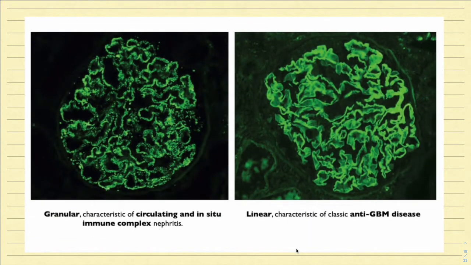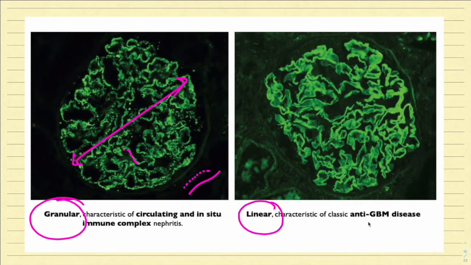As I've already told you, in most of the immune complex mechanisms you will see this characteristic granular pattern. You can see they are in the form of granules. They are not very linear. Granules means somewhat like this. Linear means completely ribbon-like, straight. So the only pattern which is linear is the anti-glomerular basement membrane disease.